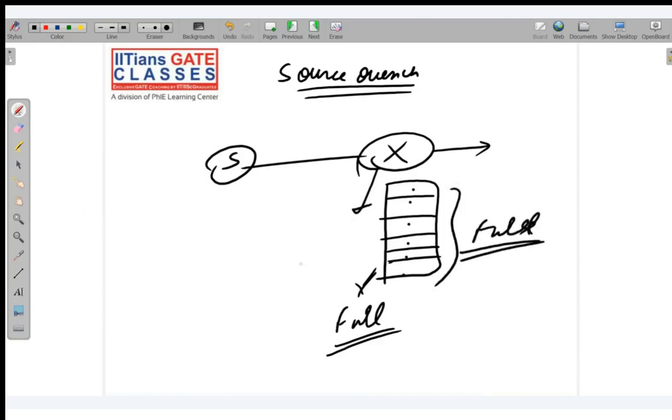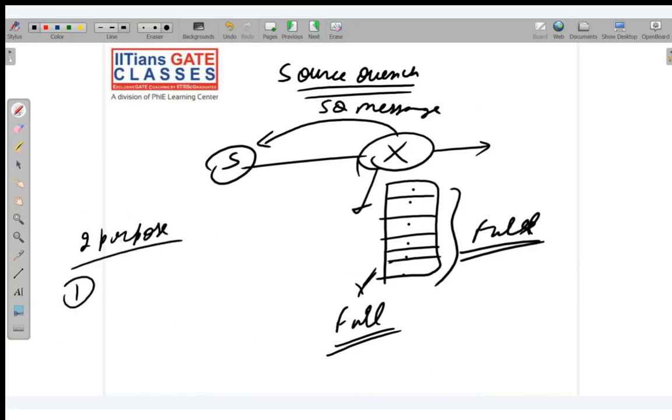Once a packet is discarded, I have told you many times, whenever a router discards a packet, an ICMP message will be sent. Now the question is which ICMP message will be sent? A source quench error message will be sent to the sender. Okay, the SQ message will be sent to the sender. This SQ message sent to the sender will serve two purposes. First, the sender will come to know that its packet has been dropped and it has to send again.